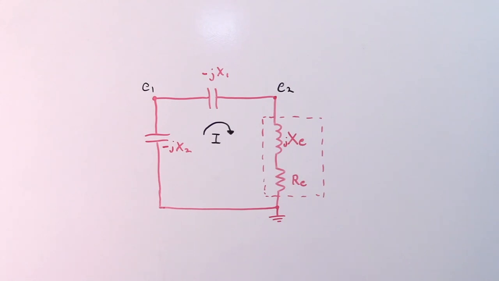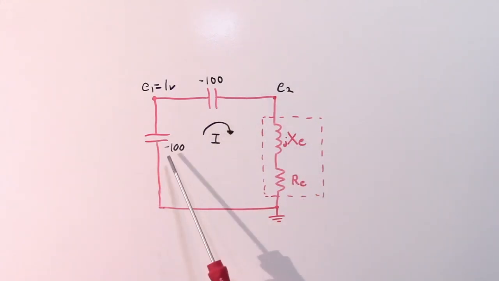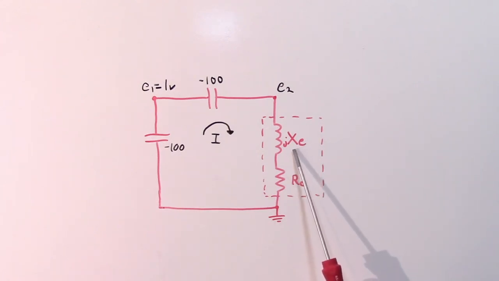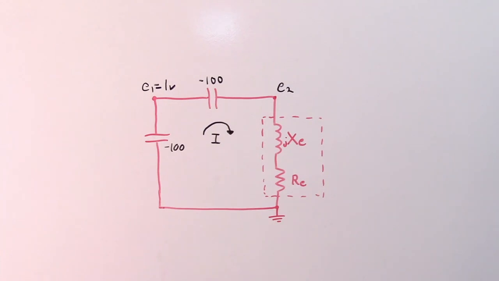Let's say that E1 is equal to 1 volt. And just to make the numbers easy, let's make the capacitive reactances of both C1 and C2 equal to negative 100 ohms. And since the crystal's inductance is resonant with the capacitance across it, we know that it's going to be equal in magnitude to the sum of the capacitive reactances. So it will be 200 ohms.